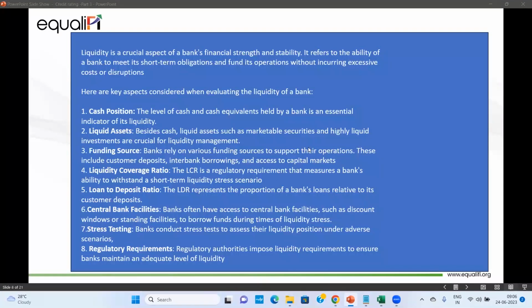Next is the liquidity coverage ratio, which is very important. LCR is a regulatory requirement that measures the bank's ability to withstand a short-term liquidity stress scenario. So when we talk about a normal business scenario, we look at certain ratios.